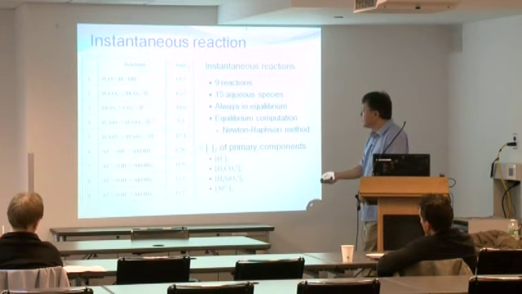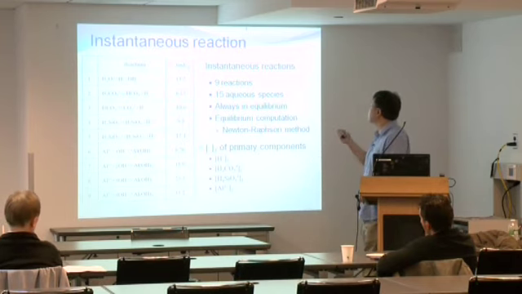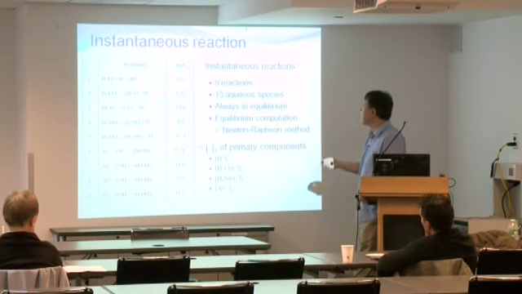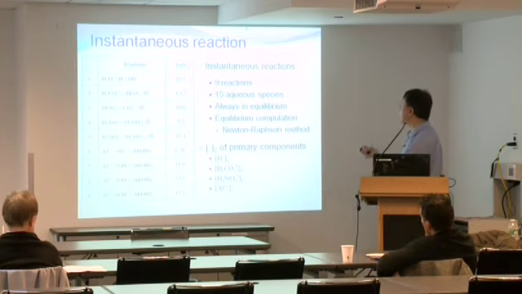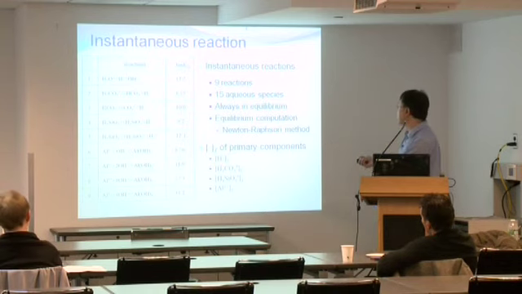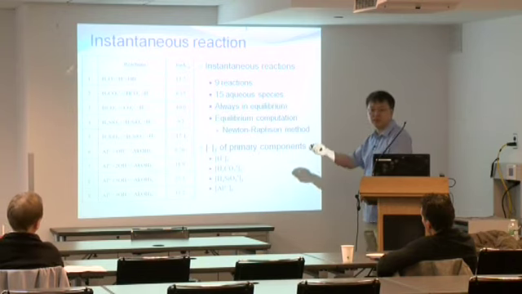And these 9 chemical equations are instantaneous reactions. The instantaneous reactions have the 9 reactions and only 15 aqueous species. It doesn't have any mineral species. And we assume they are always in equilibrium. So we need to compute the equilibrium state of these 9 instantaneous reactions. So we use the Newton-Raphson method to compute the equilibrium state of these 9 instantaneous reactions.